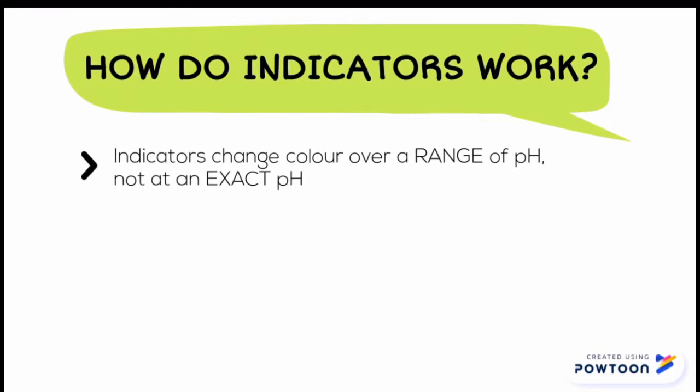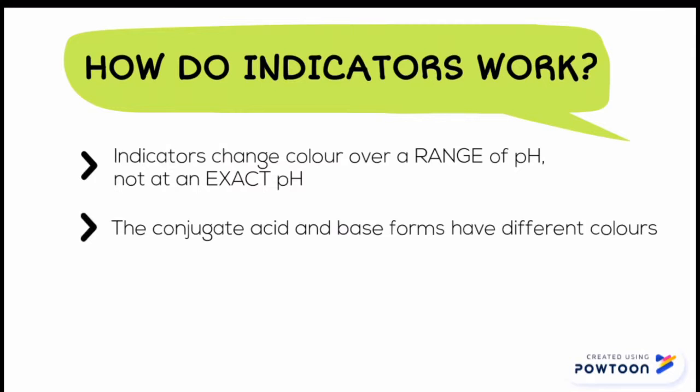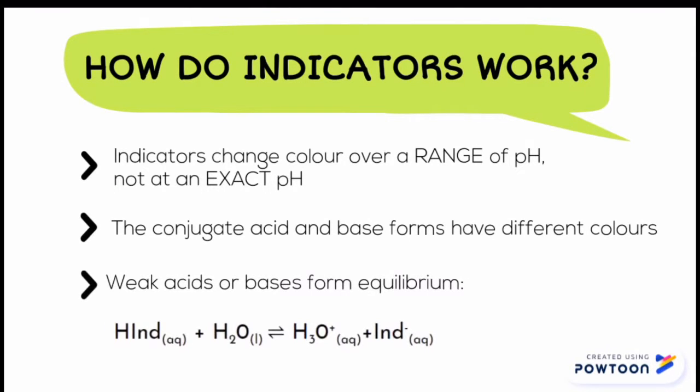Indicators change color over a range of pH, not an exact pH. Also, the conjugate acid and base forms have different colors. In addition, weak acids or bases form equilibriums, like the equation shown below.